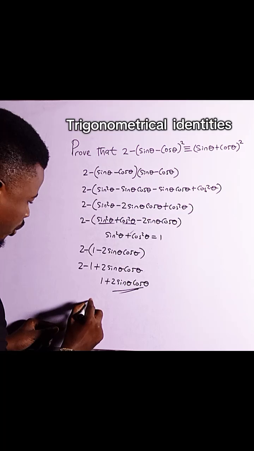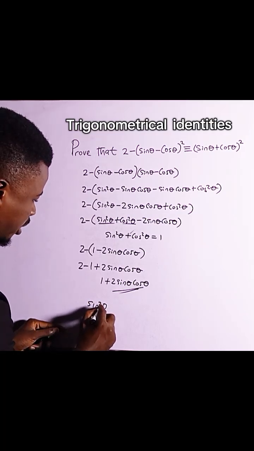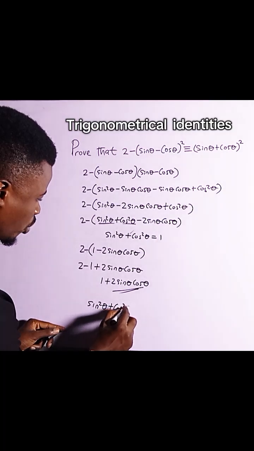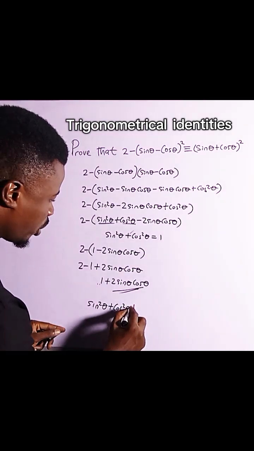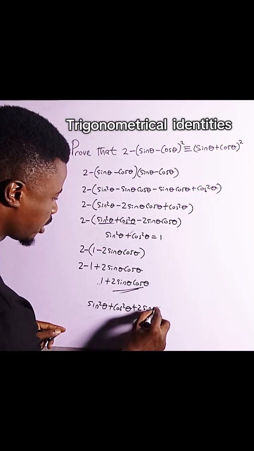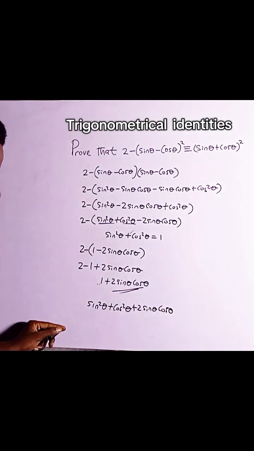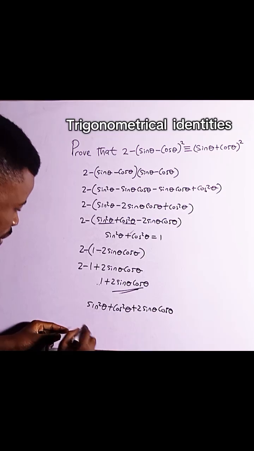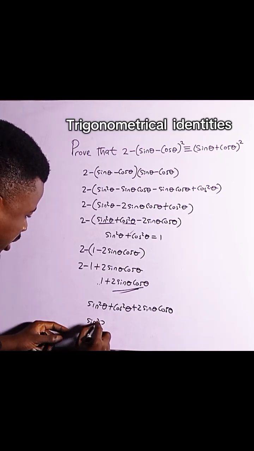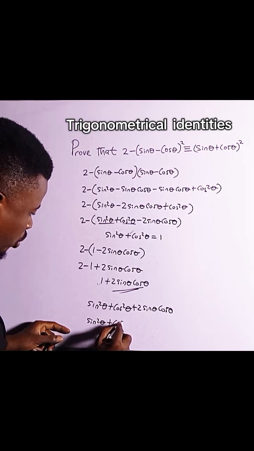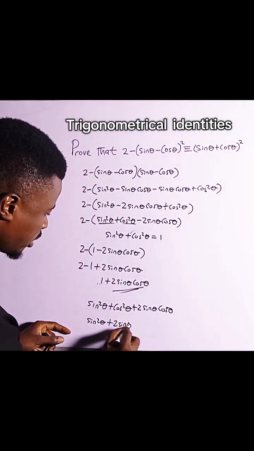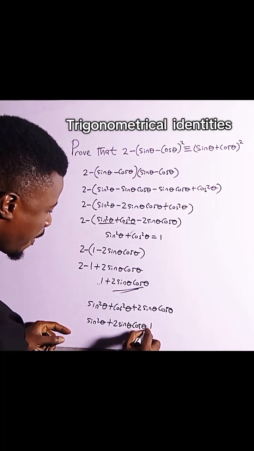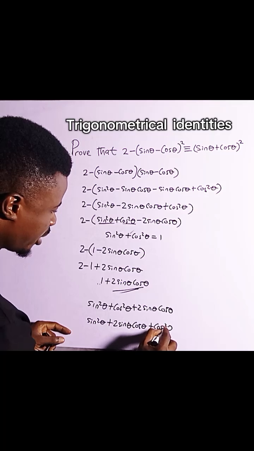So what do you have? You have what? Sine square theta plus cos square theta. That is for your 1 now. You have substituted it for 1. Then plus 2 sine theta cos theta. Now what do you do? Let's rearrange it in the form of a quadratic expression. It becomes sine square theta plus 2 sine theta cos theta plus cos square theta.